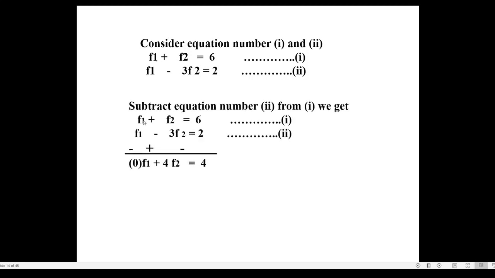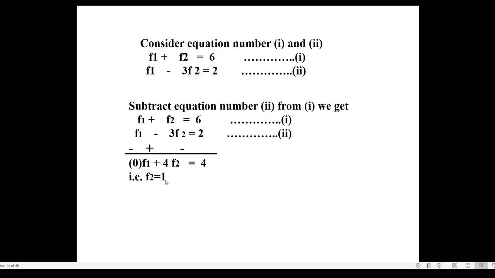See here, equation 1 is f1 plus f2 is equal to 6, and equation 2 is f1 minus 3f2 is equal to 2. If we solve these two equations, first we subtract equation number 2 from 1. We get f1 minus f1 is 0 f1, then f2 minus, here it is plus 3f2, this is 4f2, equal to 6 minus 2, which is 4. Therefore 0f1 plus 4f2 is equal to 4, that is 4f2 is equal to 4, which means f2 is equal to 1.